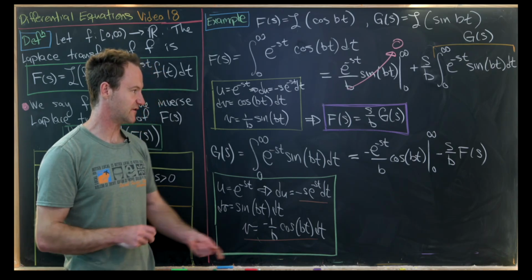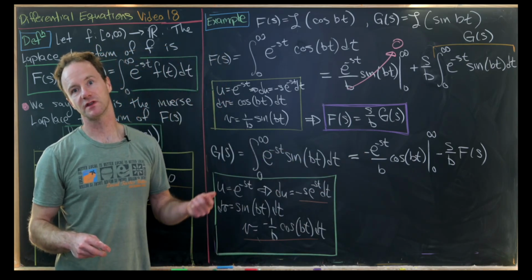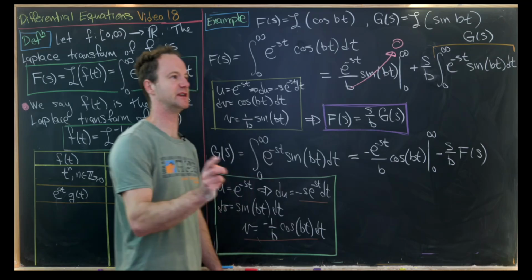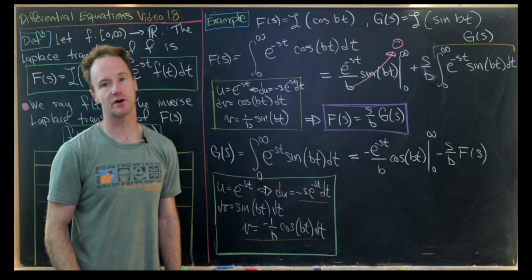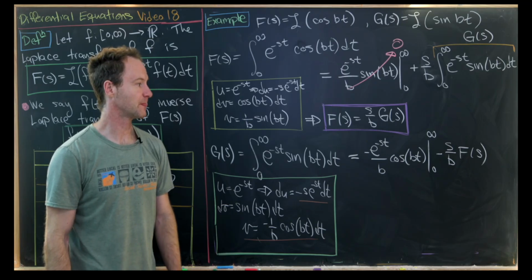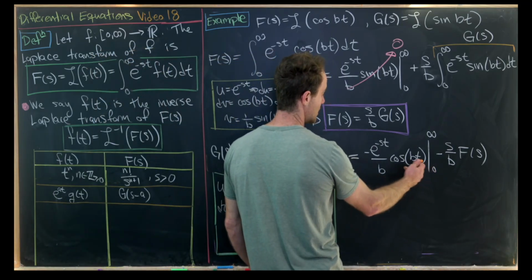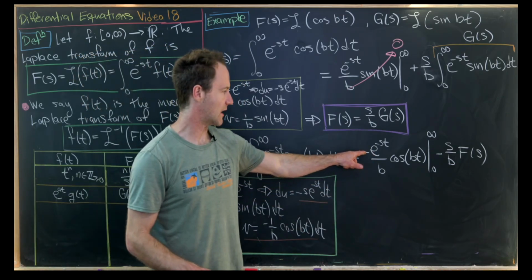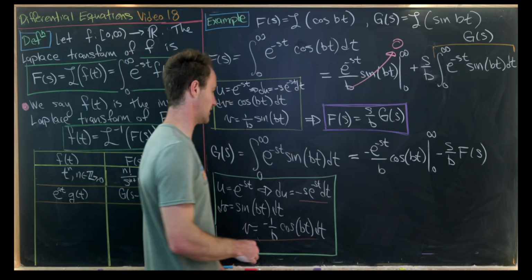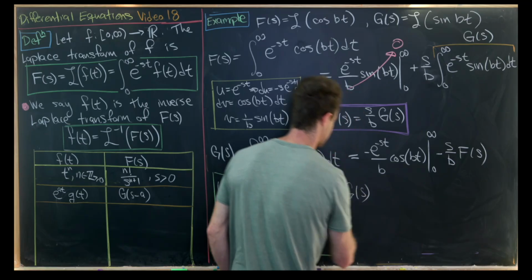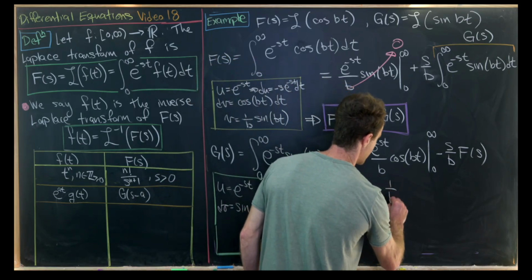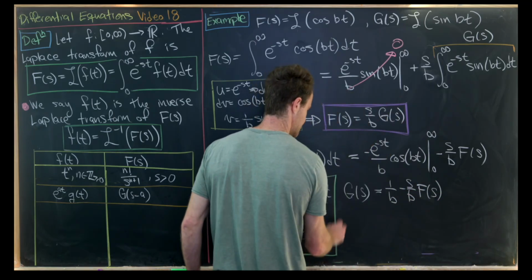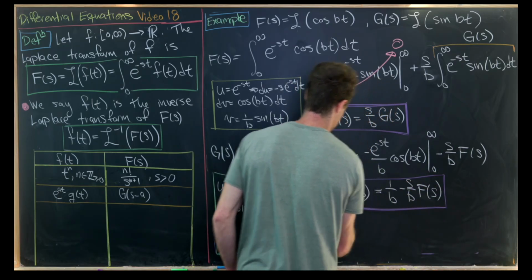Now let's see what happens with the evaluation of this function. So letting t tend towards infinity, the cosine function again bounces between -1 and +1. The exponential function will go to 0 because we have exponential decay. Then evaluating this at 0, well, the cosine of 0 is 1 and e to the 0 is also 1. That's in the lower bound though, so that's going to change this minus to a plus, which means we can summarize this as g of s equals 1 over b minus s over b times f of s. So let's maybe put a purple box around that.